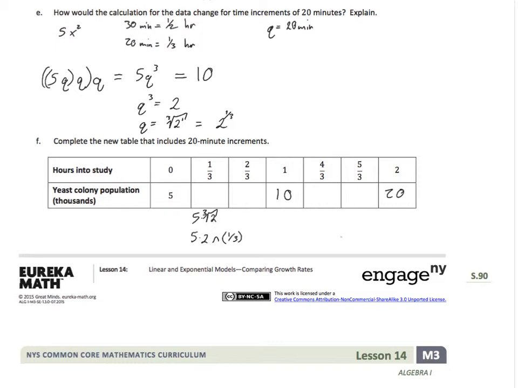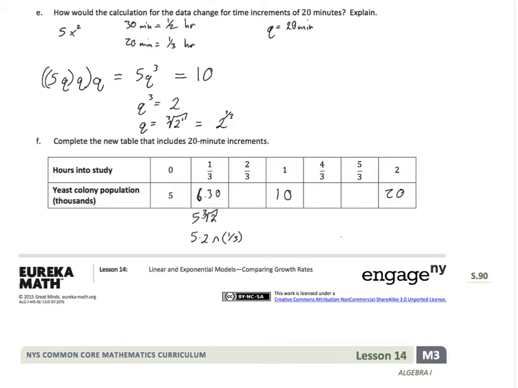All right. So put in 5 times 2 to the 1/3, 2 to the parentheses 1 divided by 3, and we will get 6.29961. So I'm going to round that to 6.30.